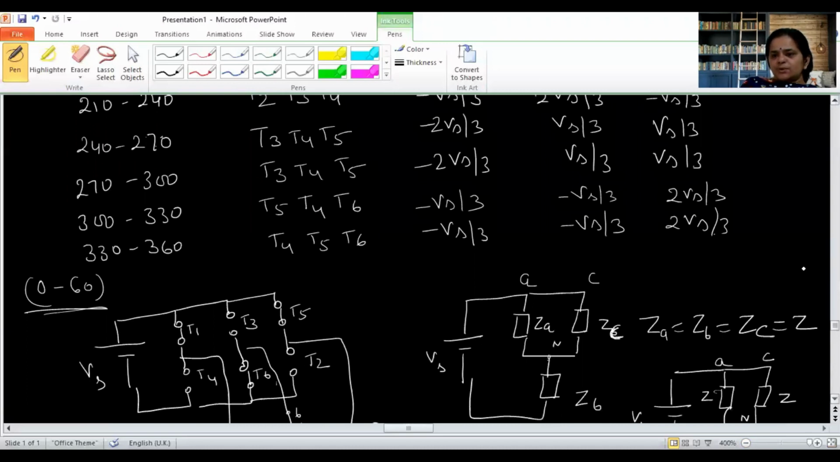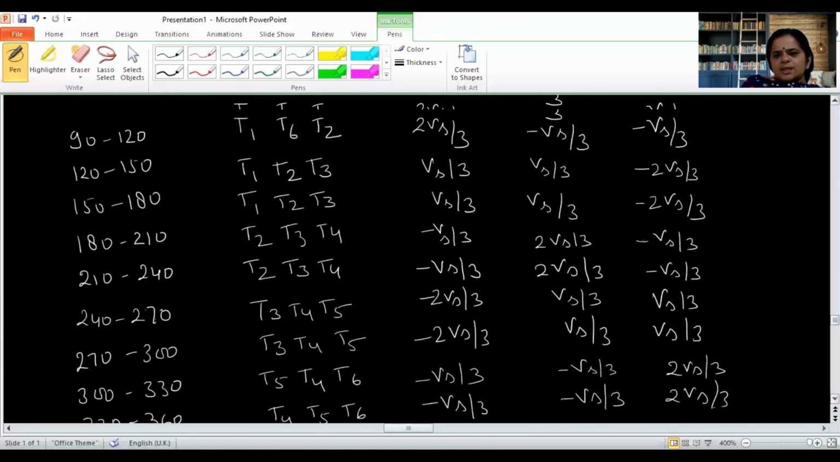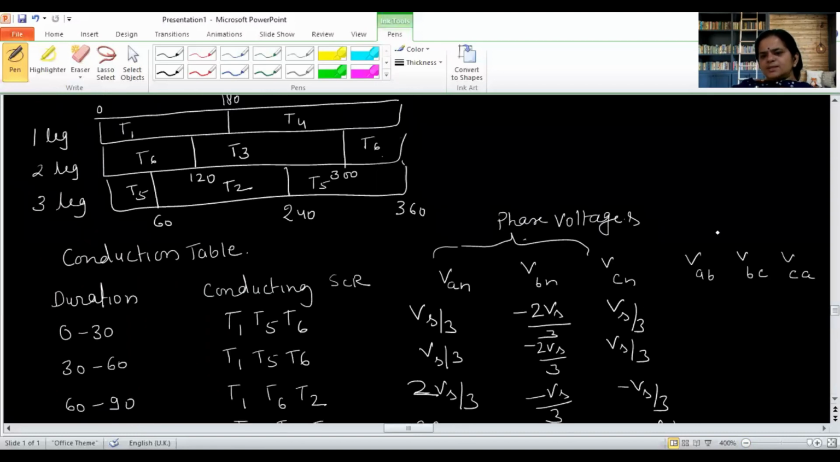Now you can see here, these are the phase voltages. All these three are the phase voltages because they are with respect to neutral, and these three are the line voltages, and these three are the line voltages.